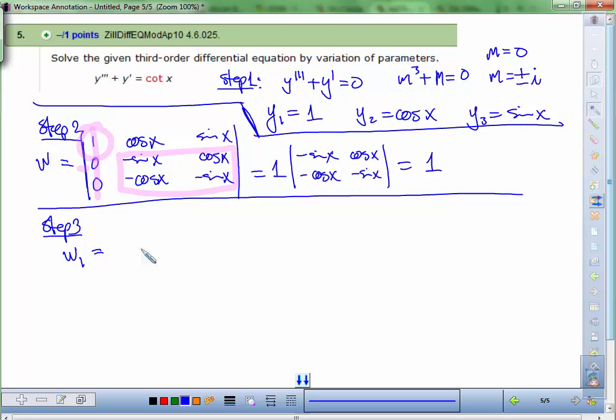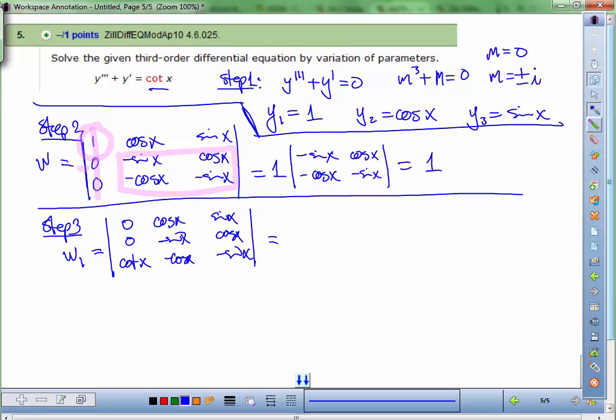And what we're going to do is fill in whatever column with 0, 0, and cotangent, because that's our function. So for the first one, I'm going to replace 1, 0, 0 with 0, 0, and cotangent. And we got cosine x, minus sine x, minus cosine x, sine, cosine, negative sine. Let's just be careful. So cotangent, and then you cross this out, and then you take the determinant of that submatrix.